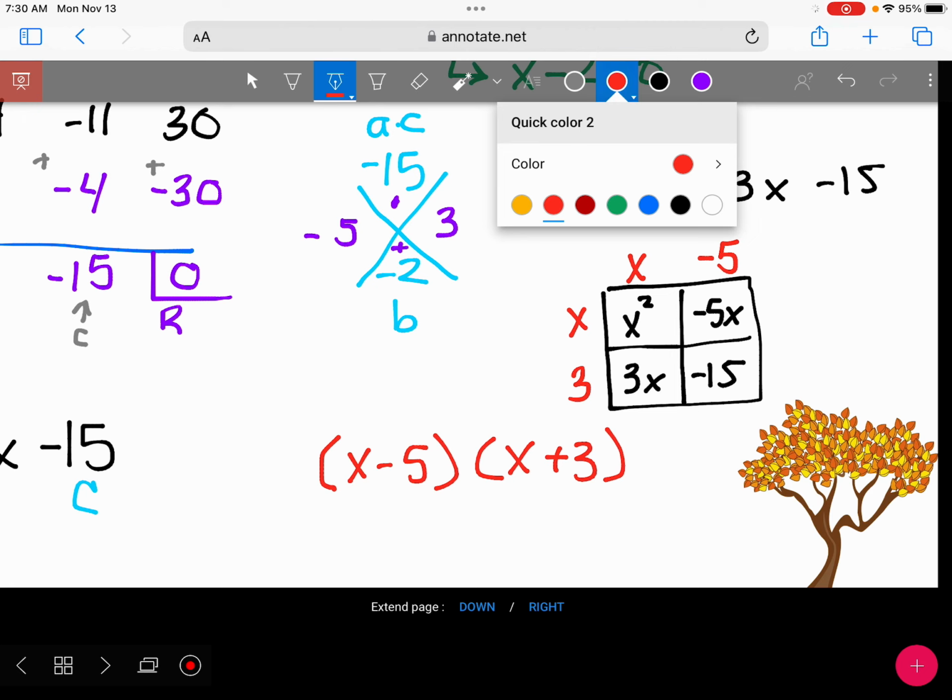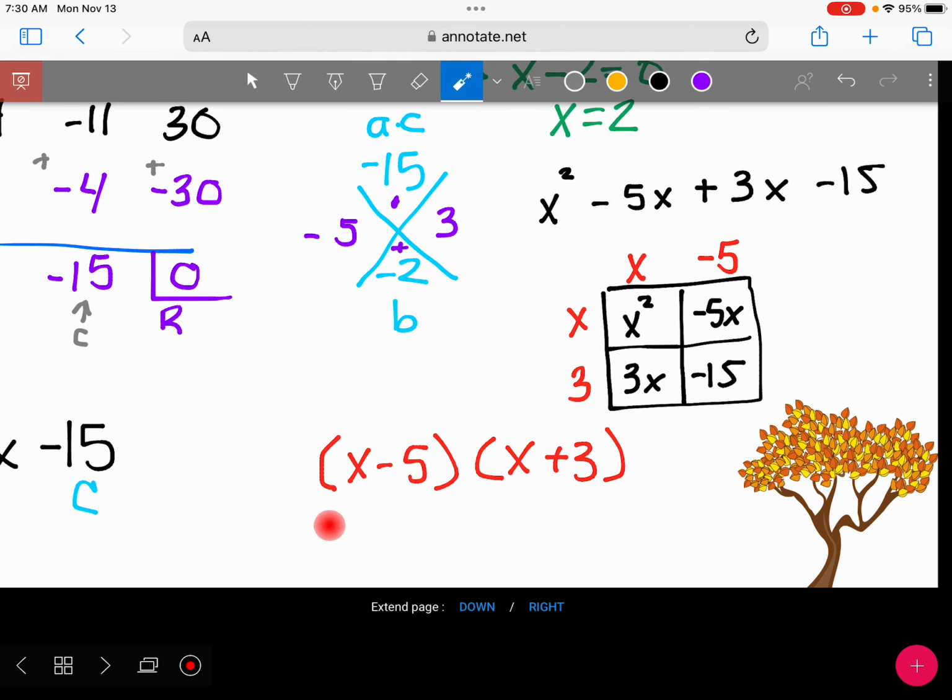What are my solutions for this part of my polynomial? What are the roots if these are the factors? X equals 5. It was whispered, but I heard it. X equals 5. And x equals negative 3. Okay, so we didn't add anything new. We're just smushing it together with some old stuff.